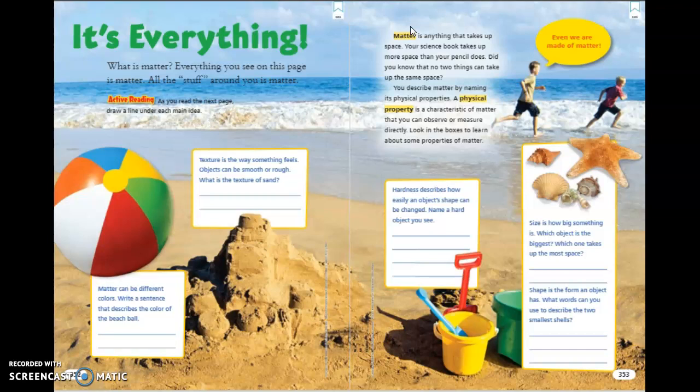Okay, here we go. We're going to the top right of 353. Matter is anything that takes up space. Your science book takes up space, more space than your pencil does. Did you know that no two things can take up the same space? You describe matter by naming its physical properties. A physical property is a characteristic of matter that you can observe or measure directly. Look in the boxes to learn about some properties of matter. So let's go ahead and pause the video, and we are going to be looking for the two main ideas that were listed in these two paragraphs.